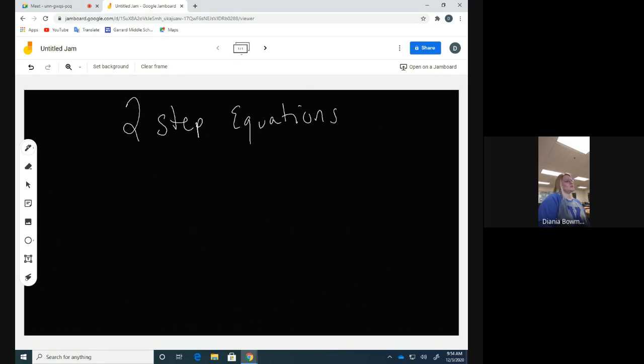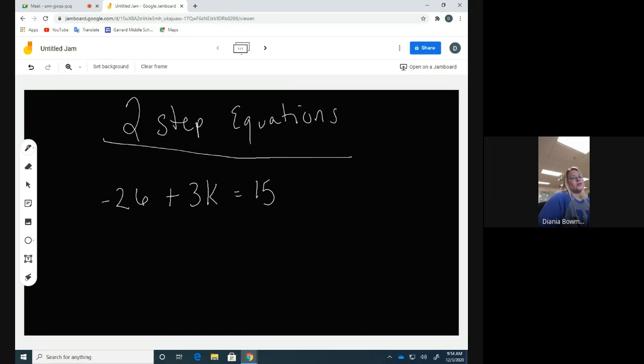the goal is still the same as one step, get the variable all by itself. So if I have negative 26 plus 3k equals 15, what is my variable in this problem? What's my variable? K, Logan, you are correct. So the variable is K. K is the variable we want to get all by itself.